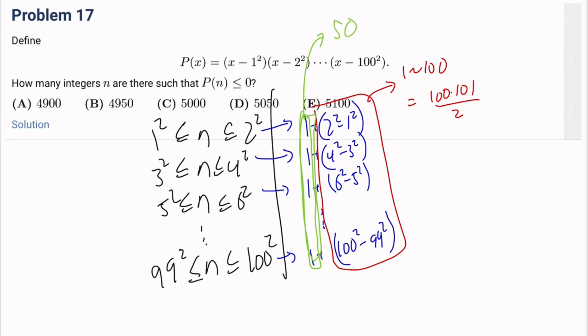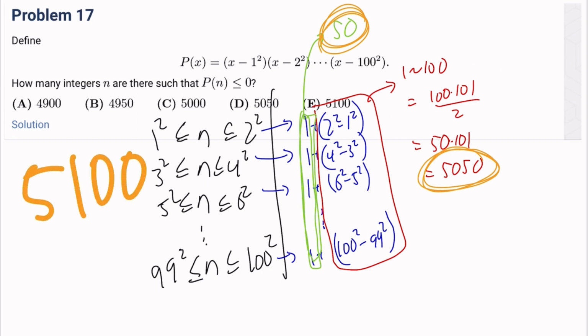And so how many integers n are there? Then we have to add this number and this number, right? So first let's simplify this. This becomes 50 times 101. This is 5050, right? So what we have to do now is add 50 and 5050. If you add them together, that will become 5100. So the answer is E.